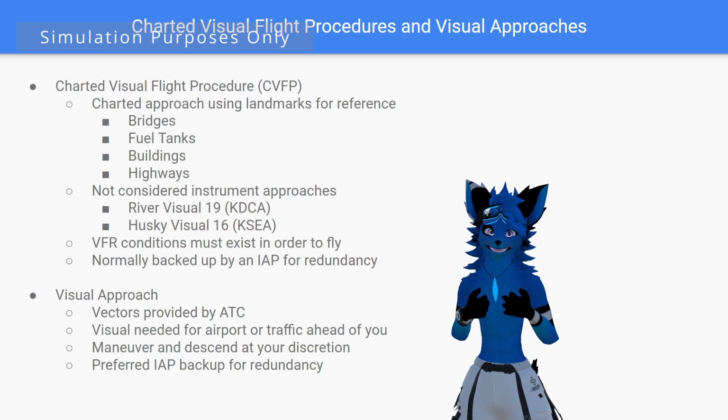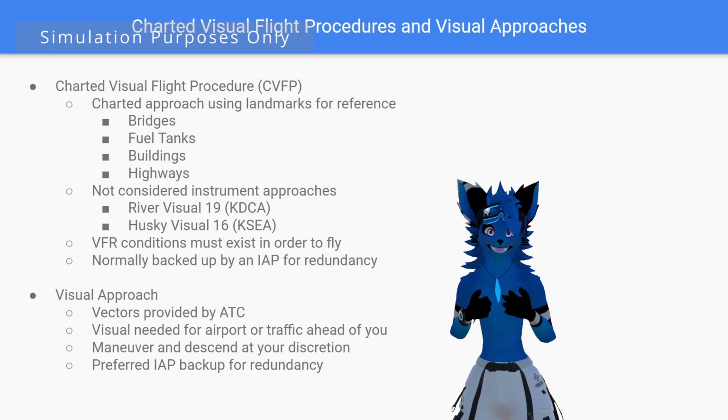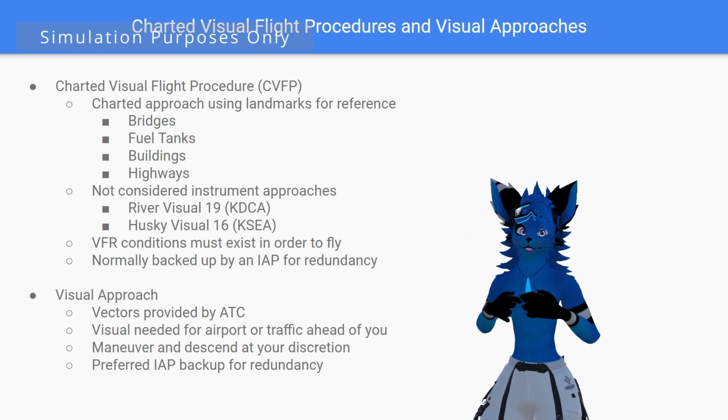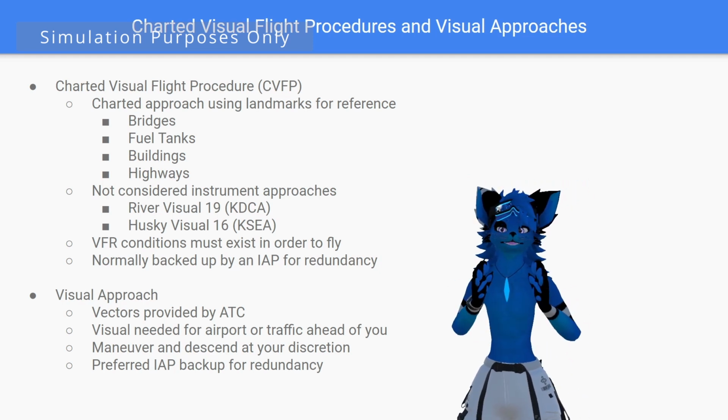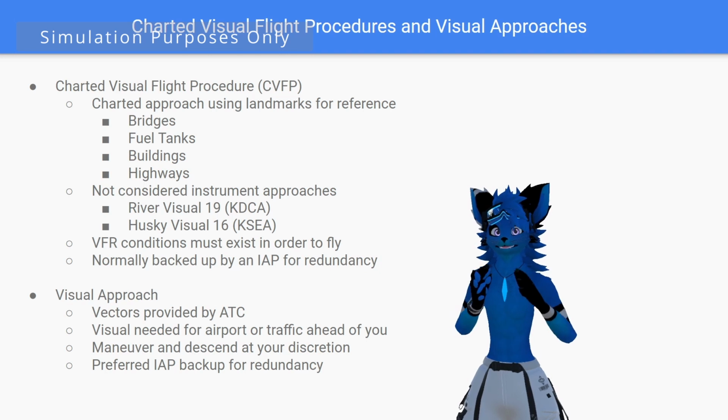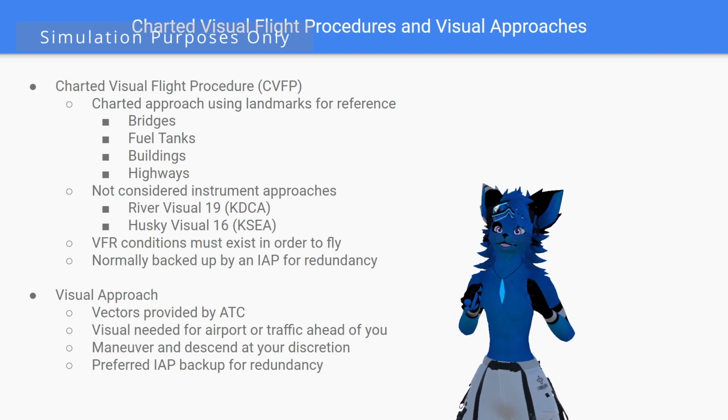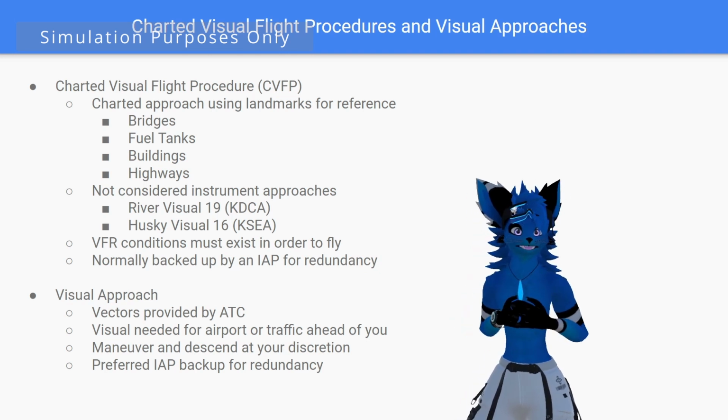My personal preference is if there is an ILS approach that I can use as a backup redundancy, that's what I'm going to use. Sometimes there's not an ILS that's available for that runway, in which case I'll use an RNAV approach, but have some sort of backup approach loaded into your plane. That way, if you get a little disoriented, you'll be able to keep yourself on track.